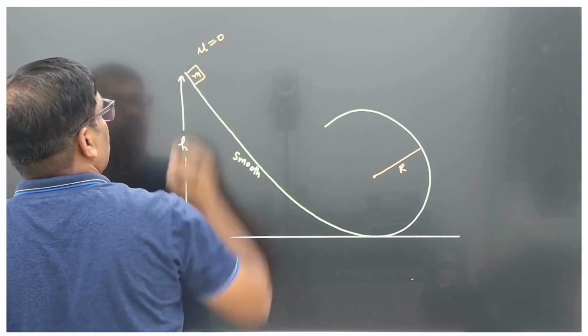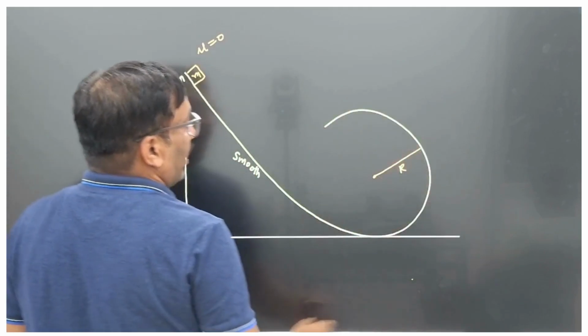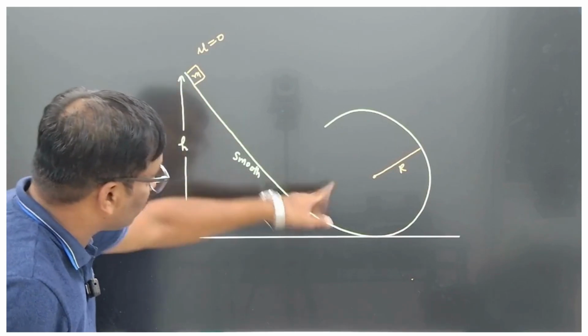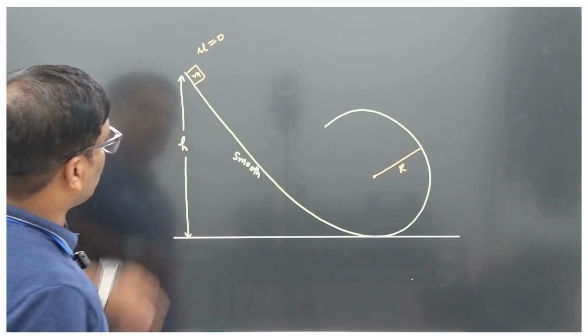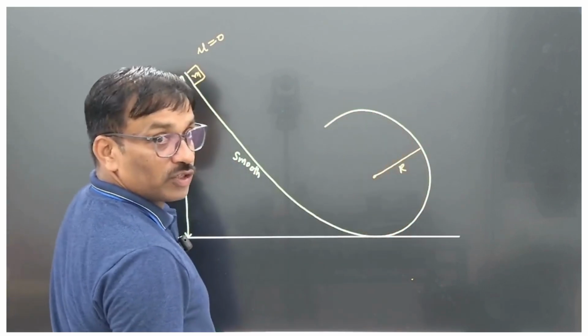Released means u is equal to 0. So this will come down and go along a track. What should be the height? This is an entire smooth surface. What should be the height so that this block completes the circular path?